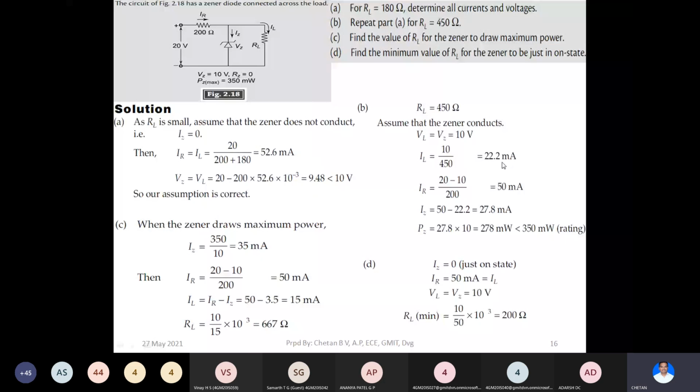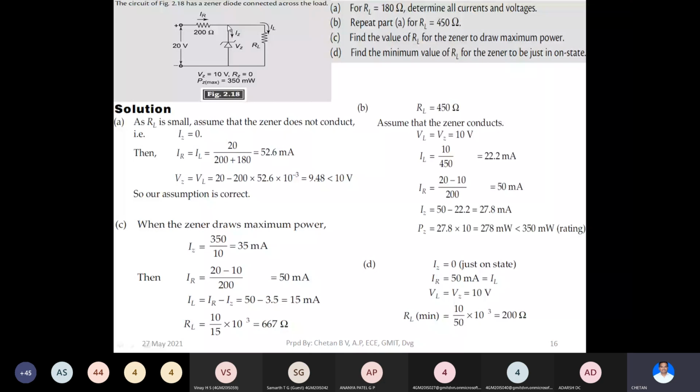So how to find out IR is, you have to divide the potential difference between these 2 points by the resistance. The potential difference across this resistance is the potential at this point, which is 20, minus the potential at this point. The potential at this point will be equal to Vz. Therefore, it is 20 minus 10 divided by 200, that is 50 milliampere.